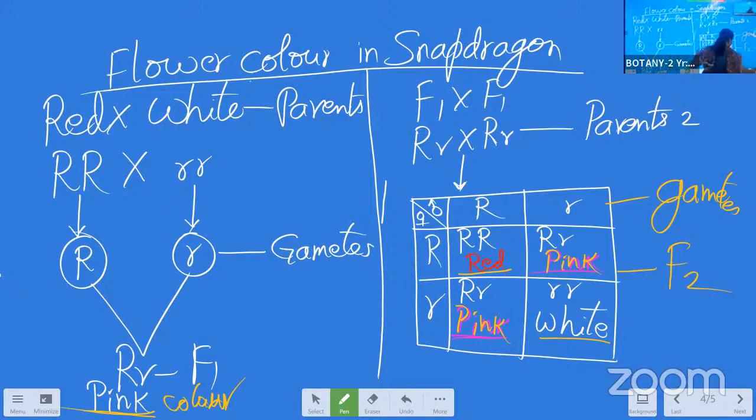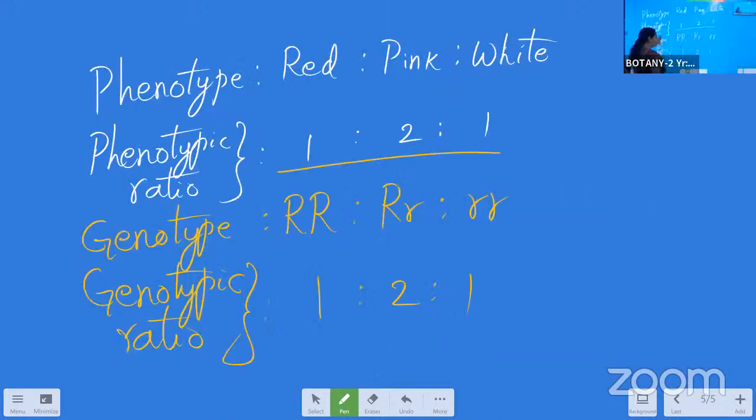Now, after this, below that Punnett square picture, we have to write the phenotype, phenotypic ratio, genotype, genotypic ratio. Phenotype: three different types of phenotypes can be seen in the F2 generation, that is red is to pink is to white. Phenotypic ratio 1:2:1. Genotype: capital R capital R is to capital R small r is to small r small r. Genotypic ratio 1:2:1. And the conclusion we have to write is the incomplete dominance.